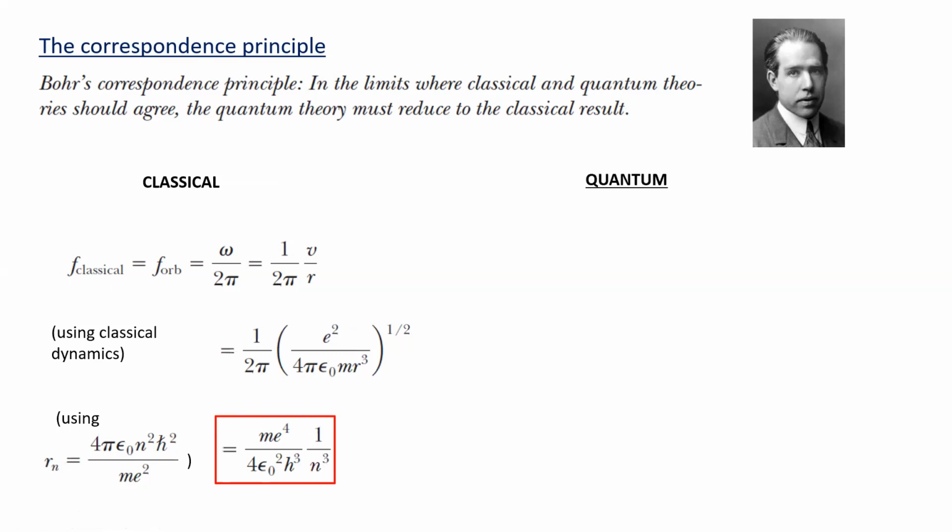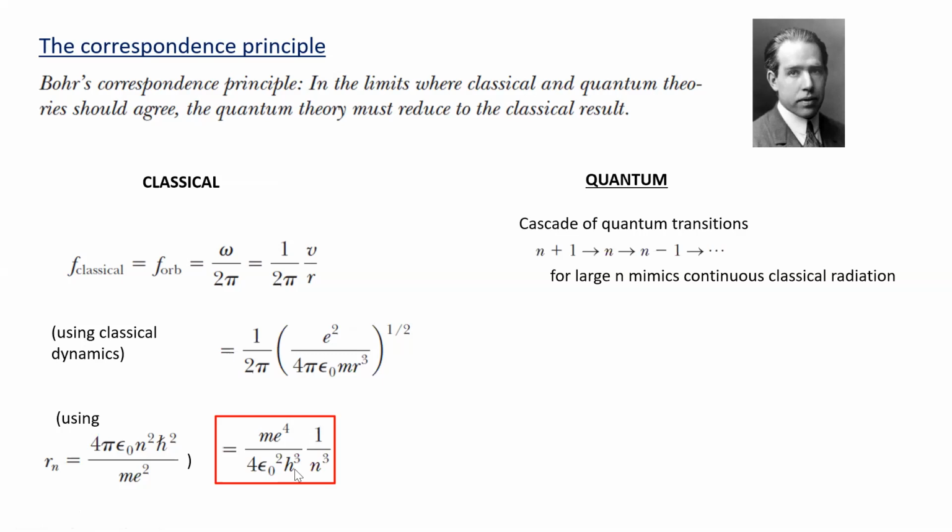Okay, what about in the quantum theory? In the quantum theory, it's harder to get continuous radiation at a given frequency, like classical theory, but we can imagine a cascade of quantum transitions for large n plus 1 to n minus 1, down so forth, like 1,000,000 to 999,999 to 999,998, and so forth. And that's going to give off radiation, which will mimic continuous classical radiation by a circling particle.